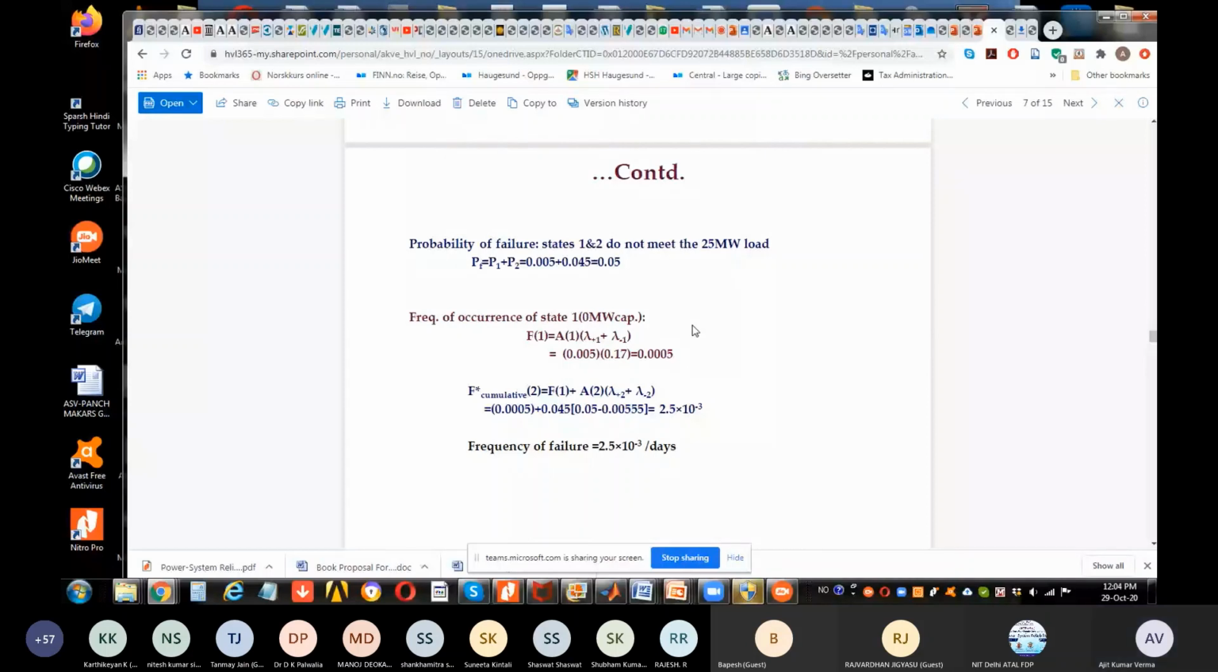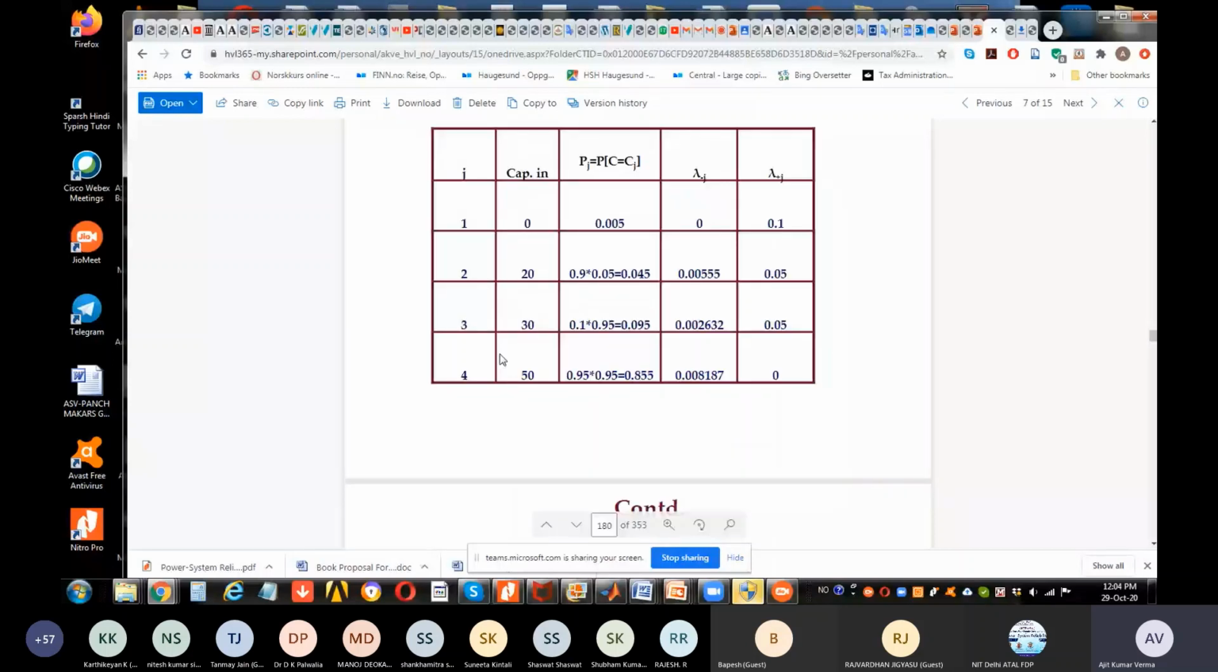That means you want to find out the cumulative frequency. It can fail when 50 megawatt is there and 25 megawatt is the load, 30 megawatt is there and 25 megawatt is the load, 20 megawatt is there and 25 megawatt is the load, 0 megawatt and 25 megawatt load is there. So you need to find out the cumulative frequency.